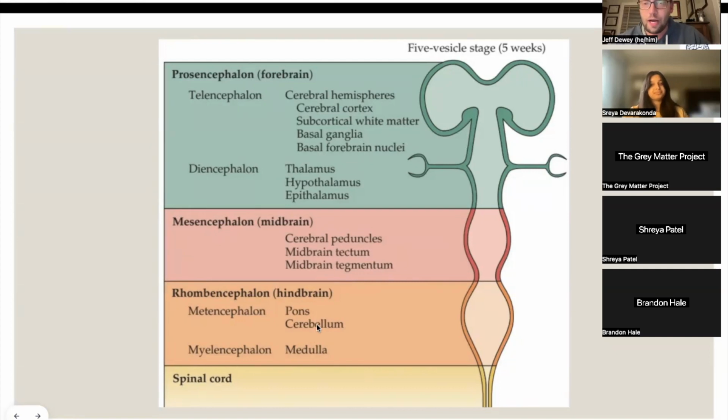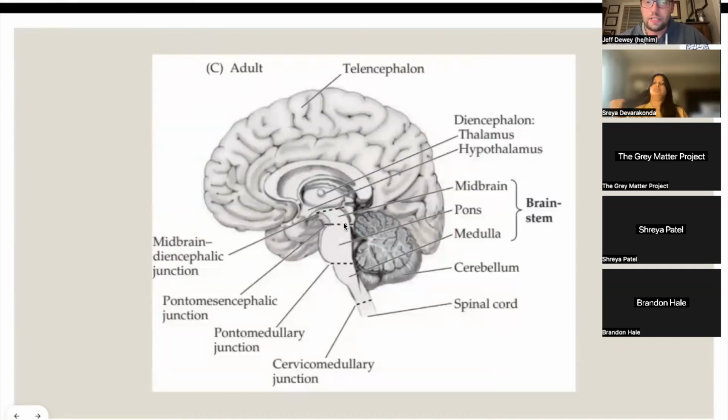So this is the embryonic brain. What it turns into is something like this. So this is the brain. If you cut it right down the middle of the head like that and looked at it from the side, from the inside, you would see a structure like this.